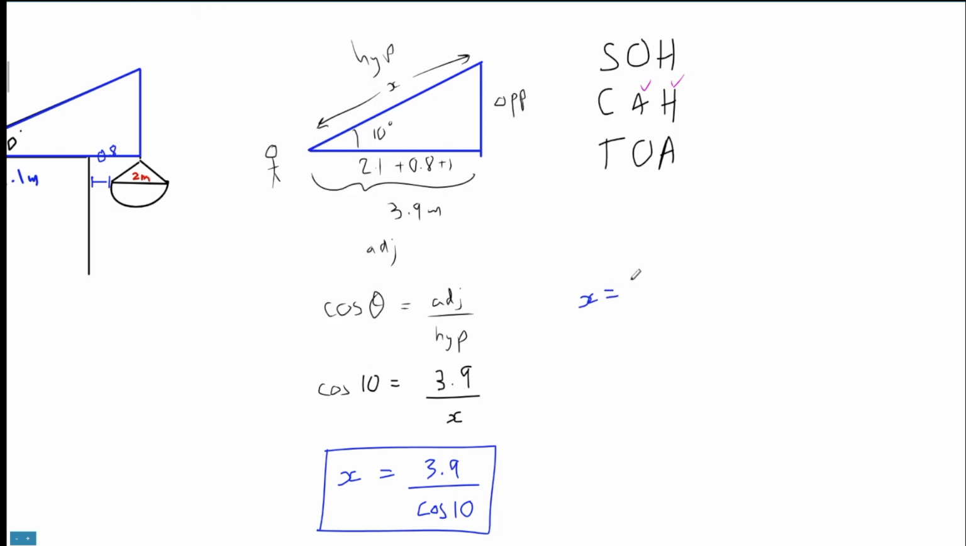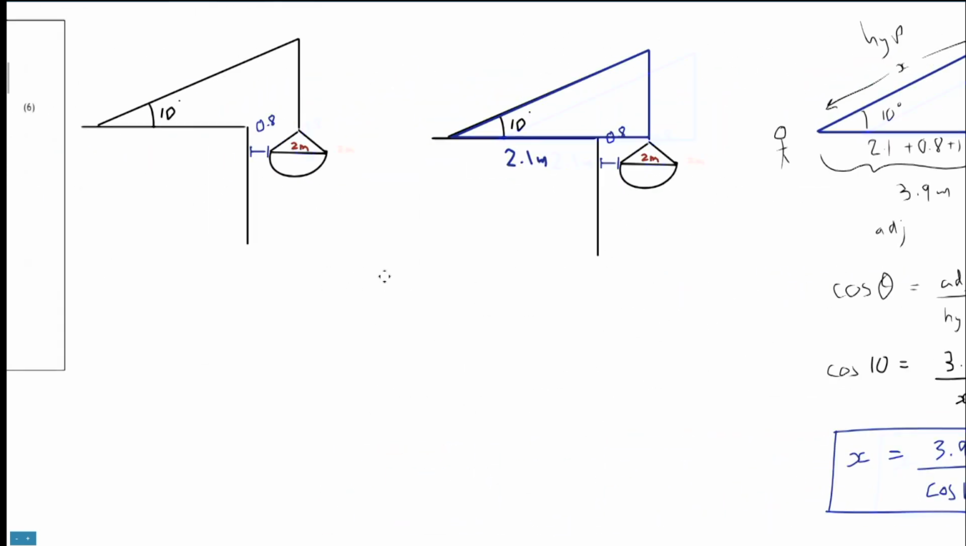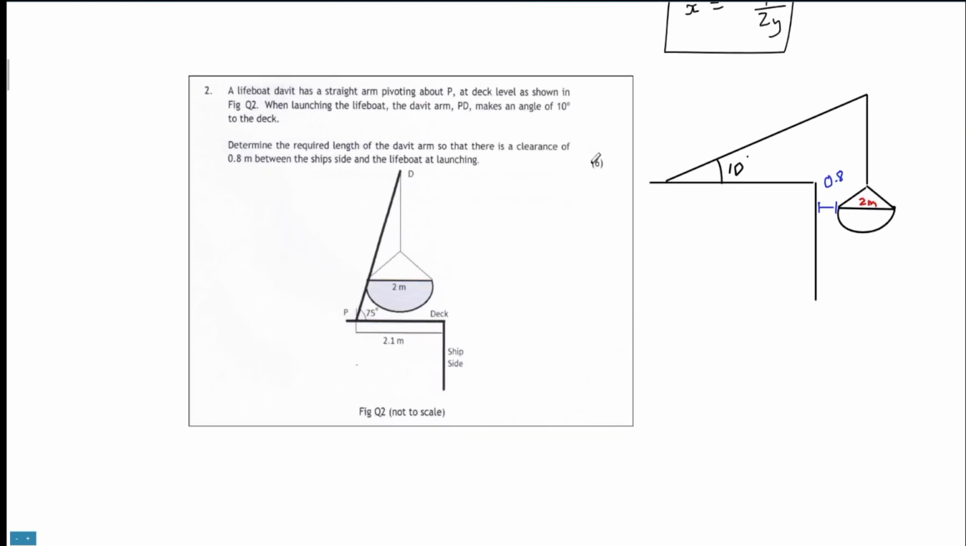So x is equal to 3.96. It's not much bigger than the required length. Yeah, so it's going to be hanging just there. That actually makes a lot of sense. 3.96 meters. I think that's good. Really tough question. Only 6 marks? No way. That is so hard to do for 6 marks. Right, we'll try the next one.